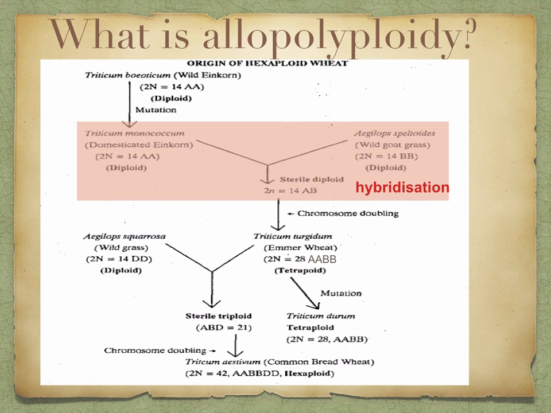Now, the gametes that each of these produced were normal, so you had 7 coming from the one plant and 7 coming from the other plant. However, because they're from different species, you get hybridization occurring. So you get a sterile diploid plant, which is going to be different from both the parents.